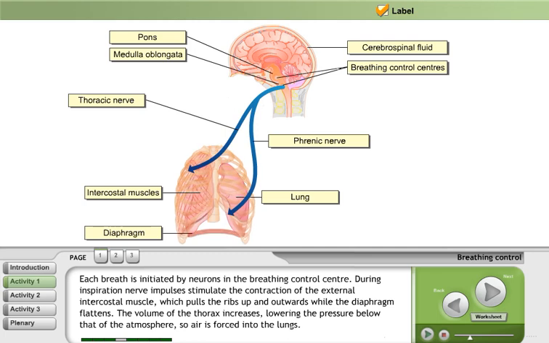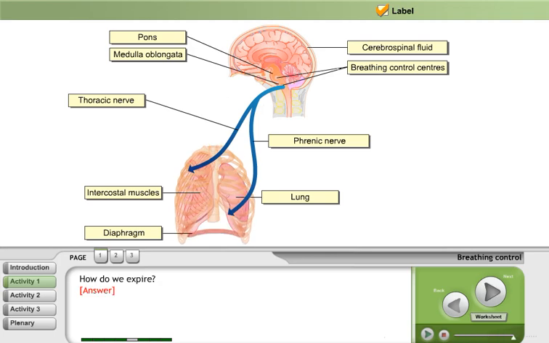During inspiration, nerve impulses stimulate the contraction of the external intercostal muscle, which pulls the ribs up and outwards while the diaphragm flattens. The volume of the thorax increases, lowering the pressure below that of the atmosphere, so air is forced into the lungs.